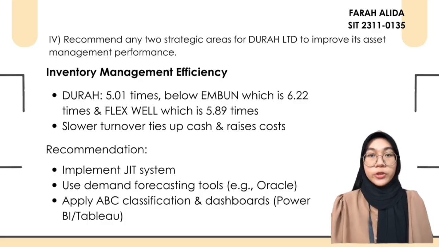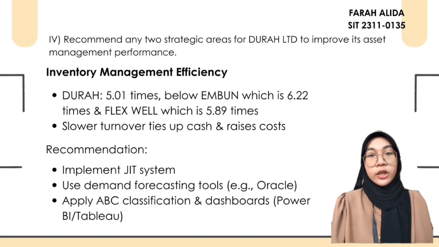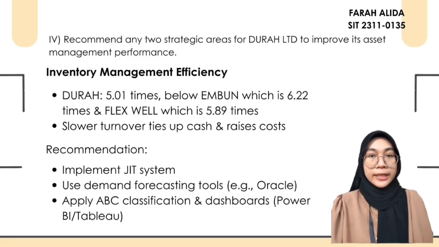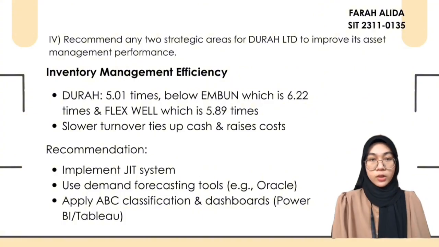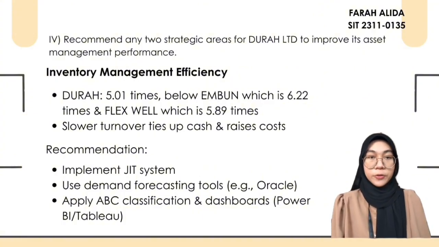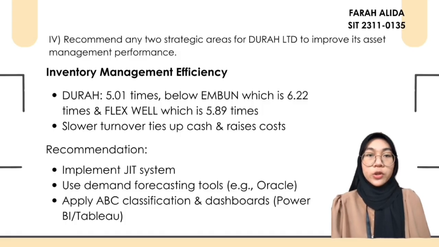To improve inventory management, Dura can adopt a system like just-in-time, which aims to keep only the necessary amount of stock on hand. Using demand forecasting tools can help the company better match inventory with customer needs. In addition, using inventory classification methods such as ABC analysis can help the company focus more attention on high-value items. These changes can help reduce storage costs and increase efficiency.